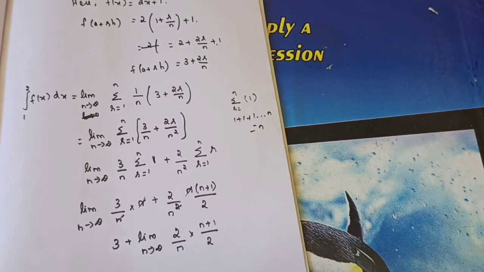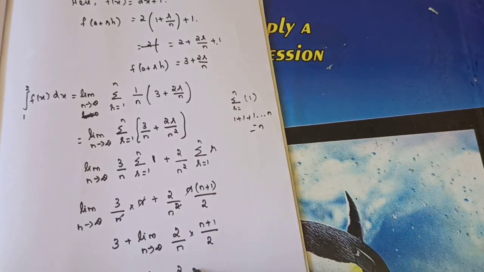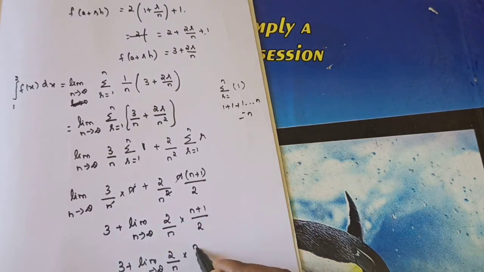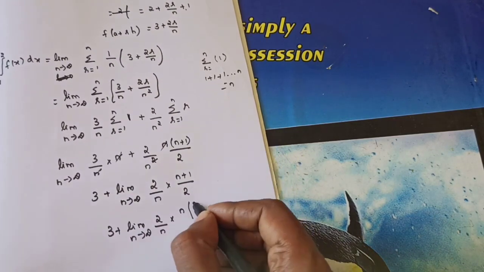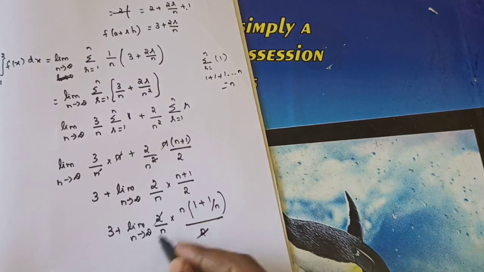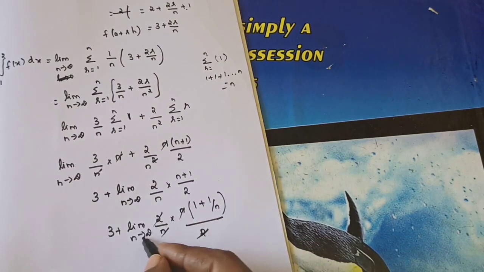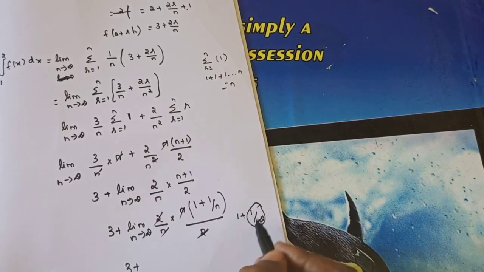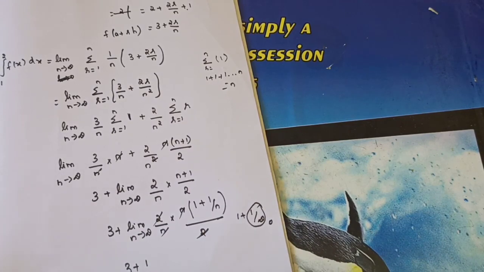So 3 plus limit n tends to infinity 2 by n into... shall we take n outside here also? So what's the balance? Same as the last problem. So 1 plus 1 by n you will get by 2. So this 2 gets cancelled, n gets cancelled. Now apply the limit here. So 3 plus 1 plus 1 by infinity. So this term will become 0. So 3 plus 1, the answer is 4.